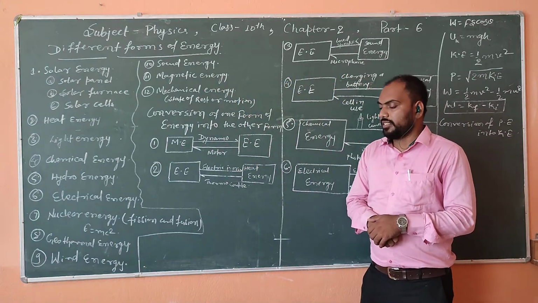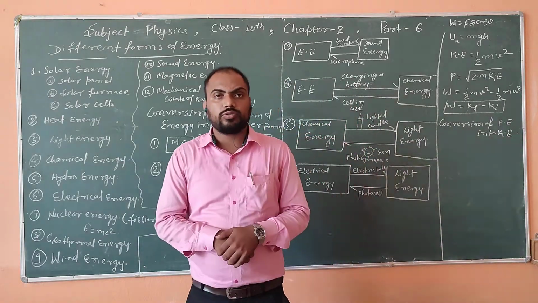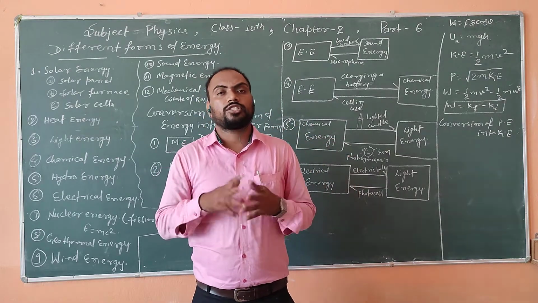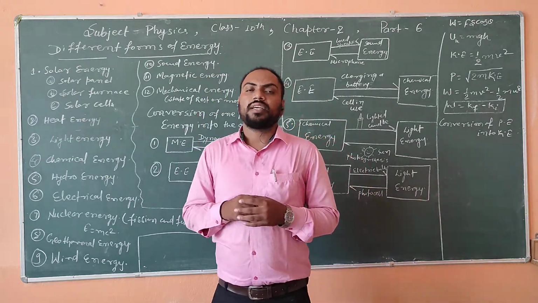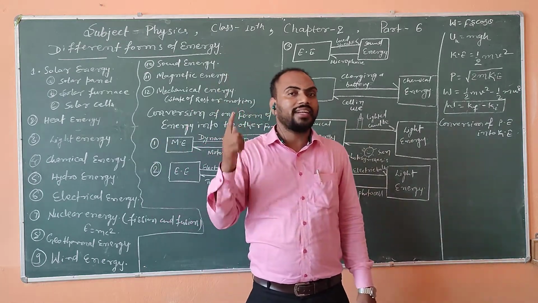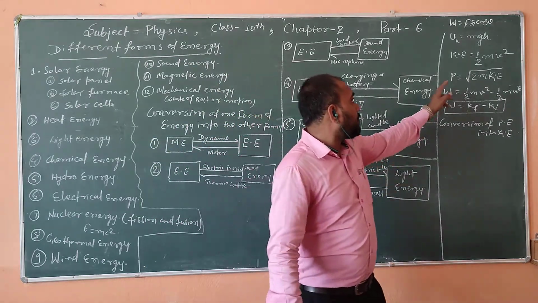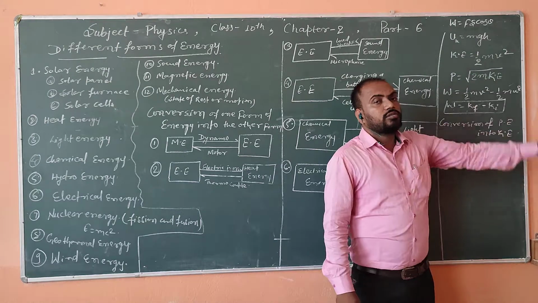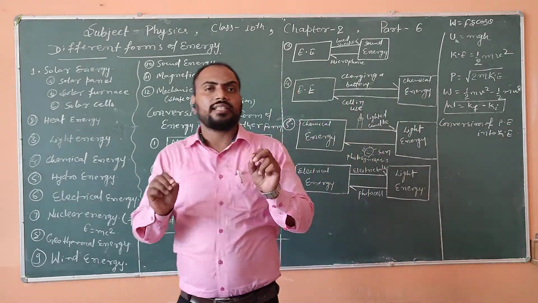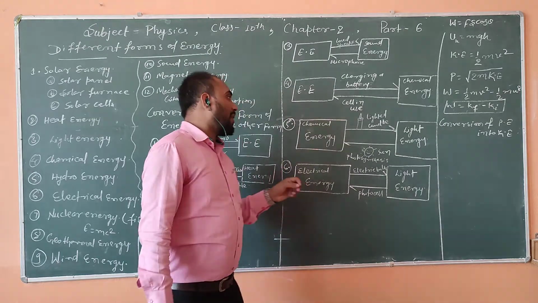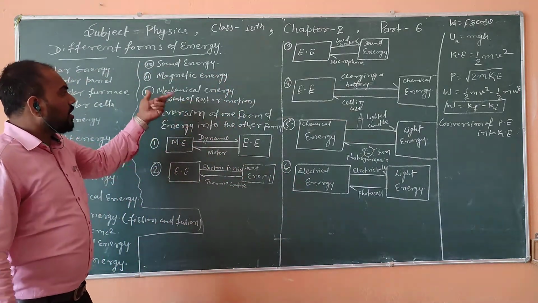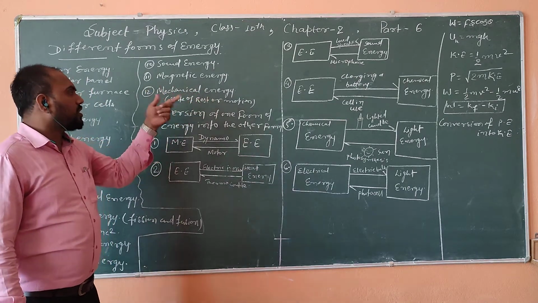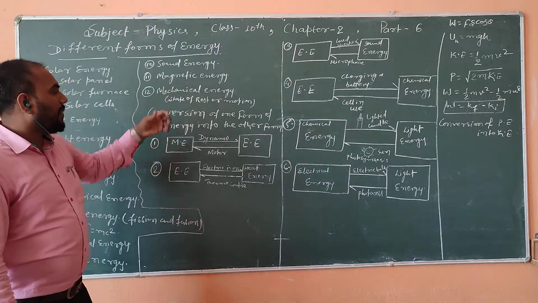Now next is mechanical energy. Energy possessed by a body due to its motion or position of rest is called mechanical energy. Basically, mechanical energy is the sum of kinetic energy and potential energy, which we have learned. That is, kinetic energy is equal to half mv squared and potential energy is equal to mgh. The sum of mgh and half mv squared gives us mechanical energy. Okay. Basically, the total of kinetic and potential energy of the body is called mechanical energy.